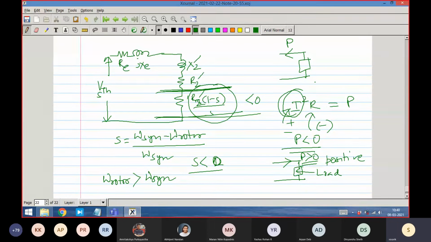That means a load that gives power. A load: positive load means receiving power, and negative load means giving power. It is when the load is delivering power. This is delivering power, or from the conventional sense, P positive, this is P negative.